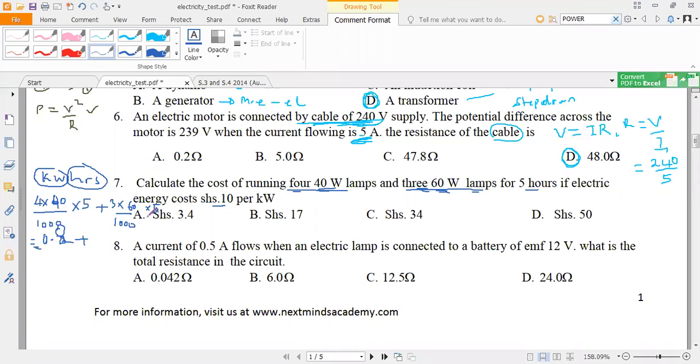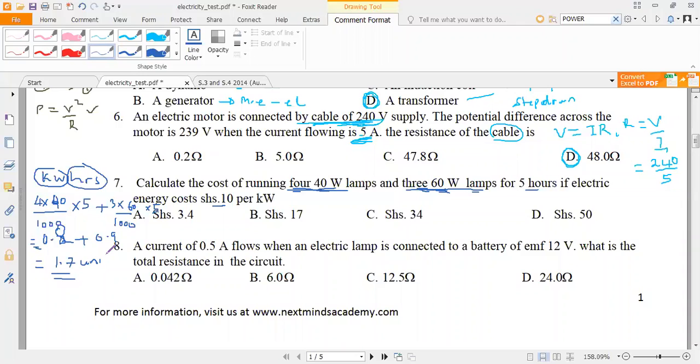Then on the other side, we have 3 times 60 times 5 divided by 1,000, which is 0.9. So meaning that we have 0.8 plus 0.9. If we add the two, I end up having the number of units as 1.7. So all these lamps, the 4 and these 3, consume 1.7 units.